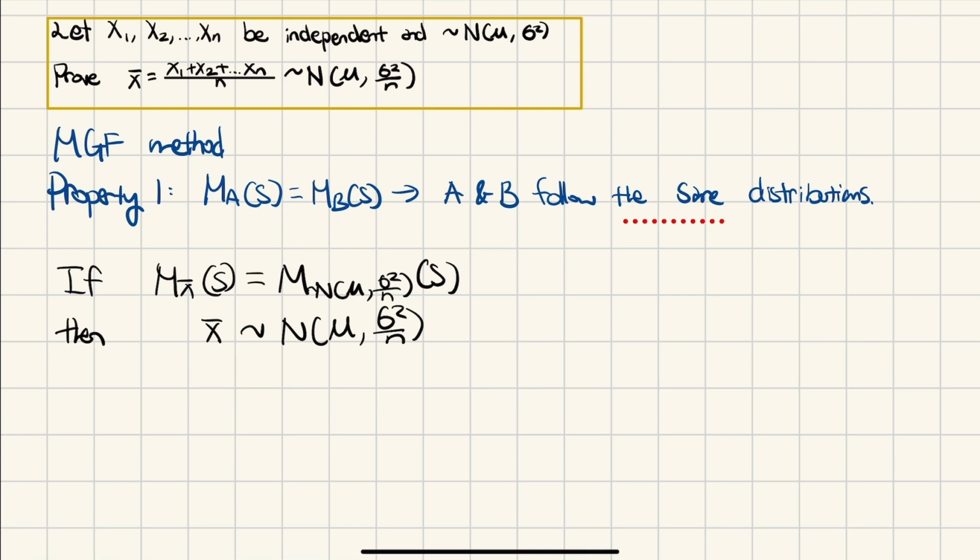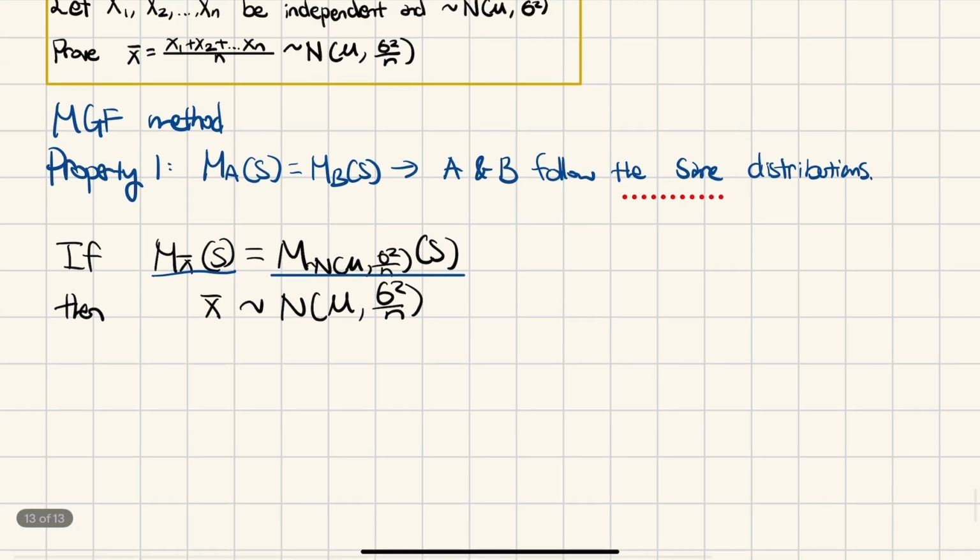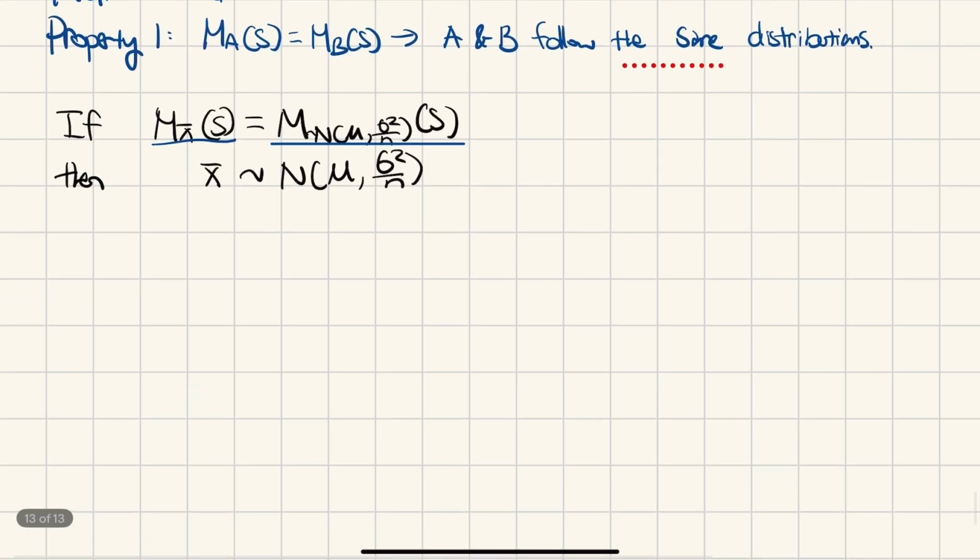Therefore, we just have to find the moment generating function of x mean and the moment generating function of this normal distribution and see if they are equal. If they are, then we proved whatever we wanted to prove. Now let's look at the right-hand side first, because that's kind of easier to find.